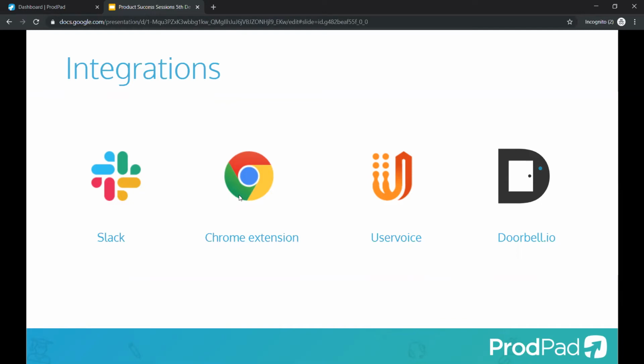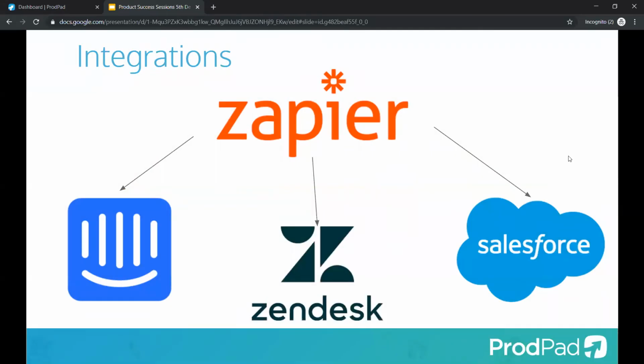And then we do actually have two other integrations with tools that maybe deal with feedback slightly differently to ProdPad, which is UserVoice and Doorbell as well. Another option is using Zapier. So ProdPad integrates with Zapier, and you can use Zapier to integrate with lots of other tools that we might not have a direct integration with. A couple of popular examples are Intercom, Zendesk, and Salesforce.